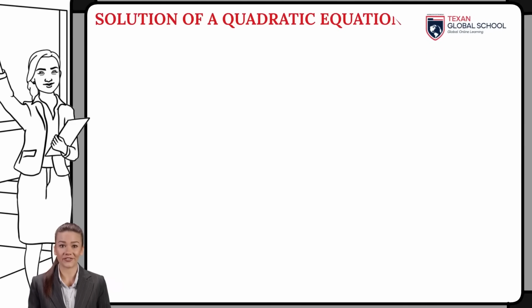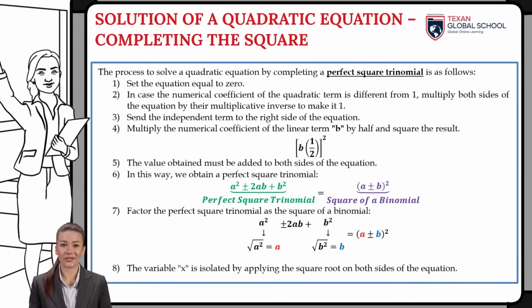The following method for solving quadratic equations is by completing the square. The process involves setting the equation equal to 0.